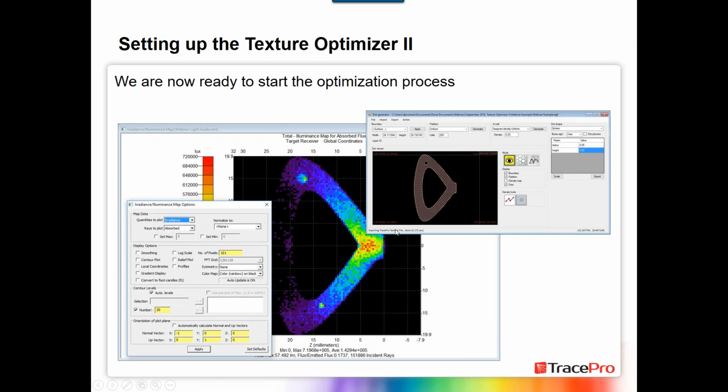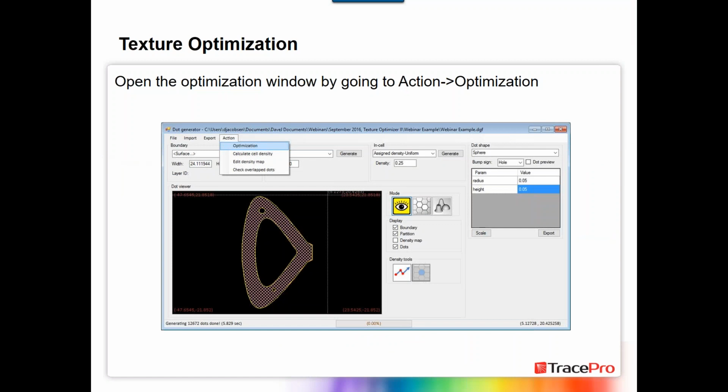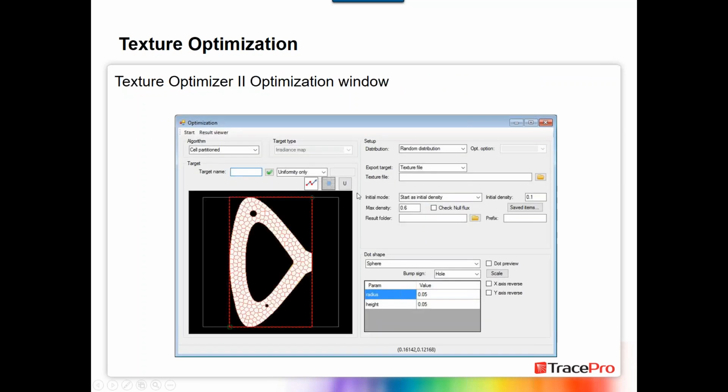So now we're ready to start the optimization process. Let's talk about the texture optimization process, sort of the last step in this whole Texture Optimizer 2 utility. First thing, we can open the optimization window by going to Action, Optimization. And it's going to open up a second window. And we can see here there's a lot of things already set up. We have our shape here. We can see our cell partitioning.